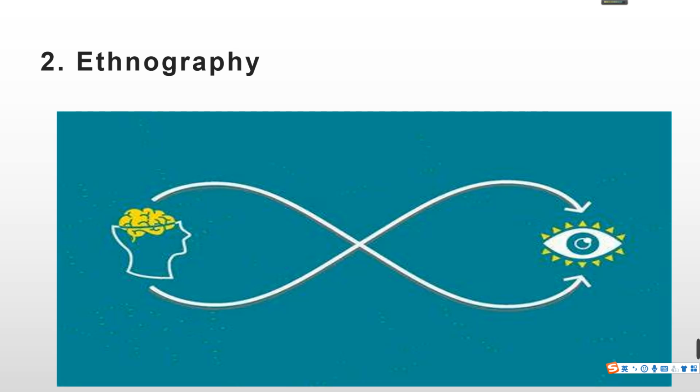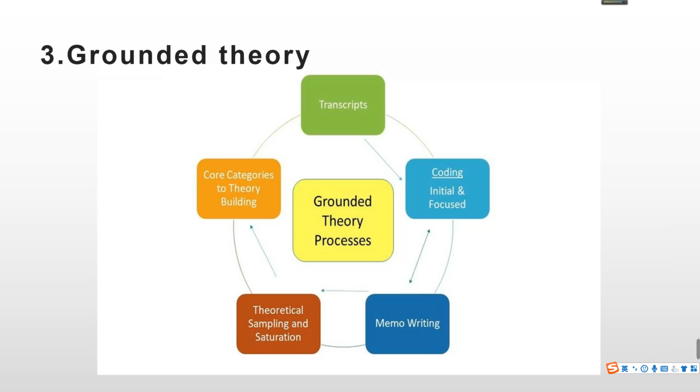Infography. Infography studies a cultural group in a common setting for a prolonged period of time. Infography focuses on meaning largely through direct field observation. Grounded theory. Grounded theory derives a general abstract theory of an action, process, or influence based on the views of participants.